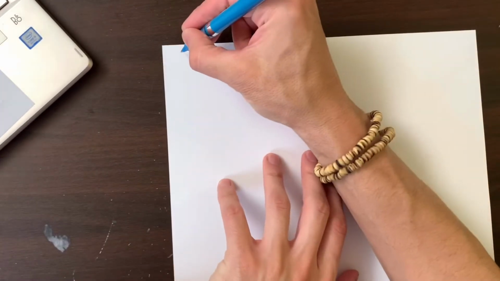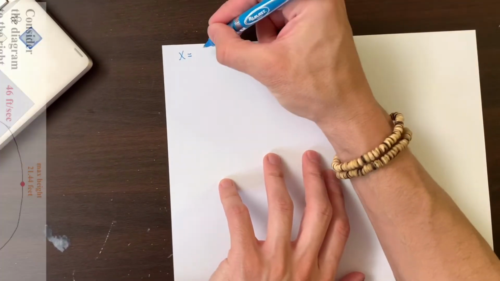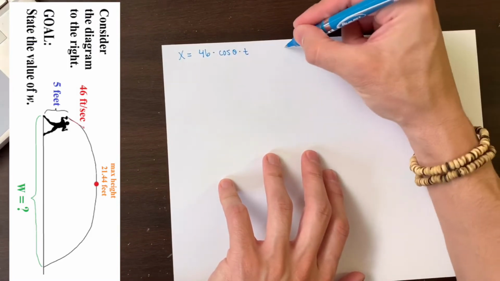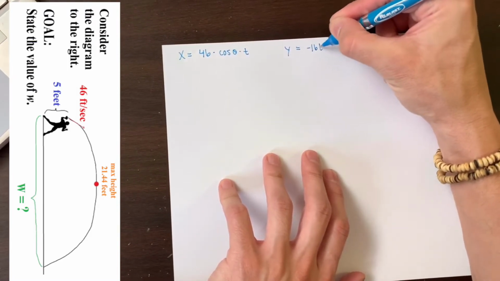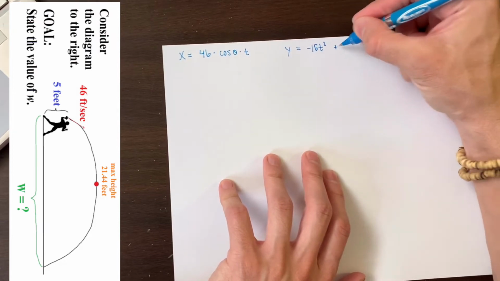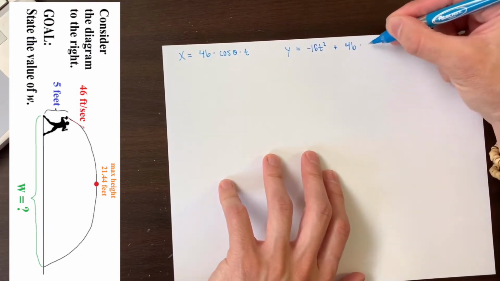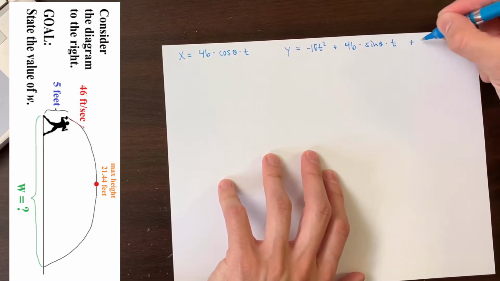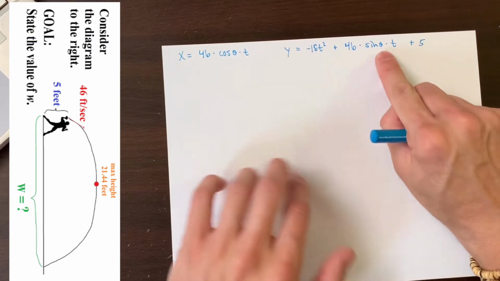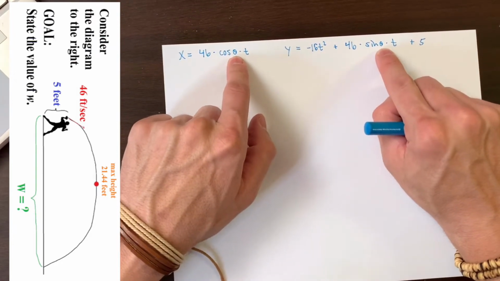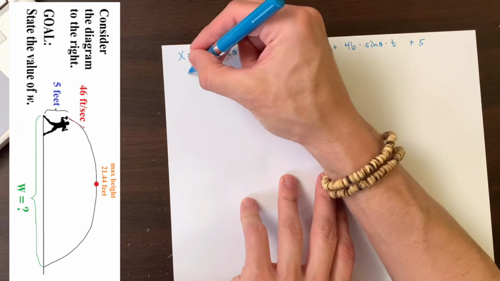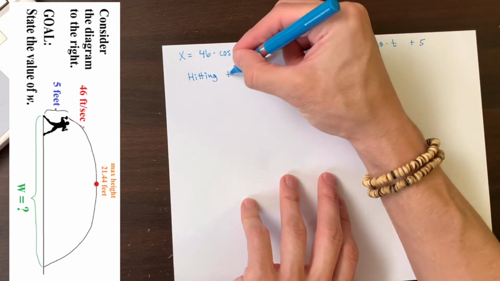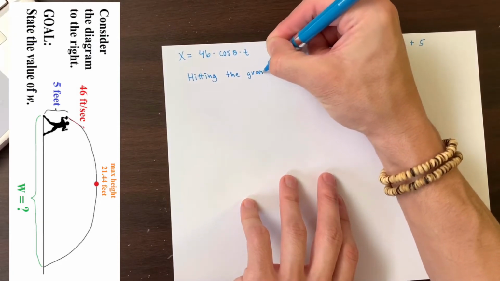So let's start by setting up our component equations. X equals V naught times cosine of theta times t, and y equals negative 16t squared plus V naught times sine of theta times t plus the initial height of 5. We do not have theta, so I leave it as such. Why don't we begin by expressing interest in when the ball hits the ground.